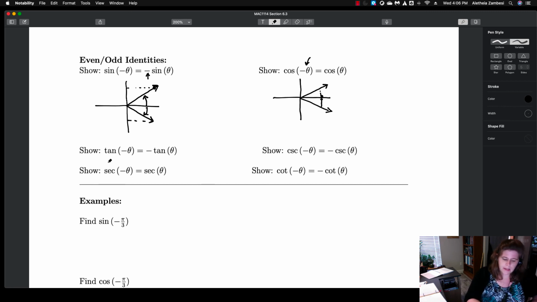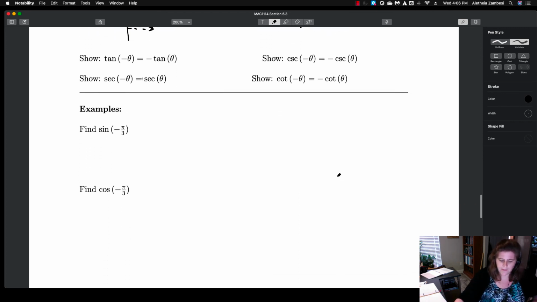Tangent is based on sine, so anything that has sine involved keeps its negative sign. Cosecant is based on sine, has sine involved, keeps its negative sign. Secant is based on just cosine, so it does not have a sine involved, so it loses that negative sign. Cotangent also has a sine involved, so it keeps its negative.